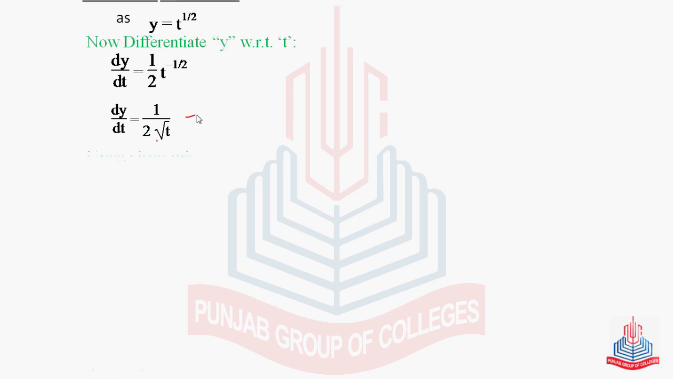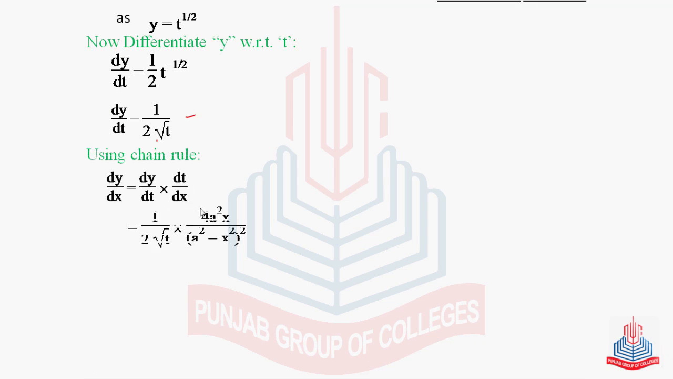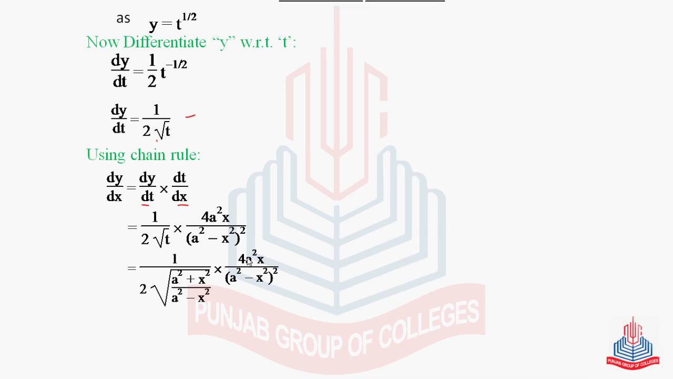So using the chain rule, dy/dx is dy/dt times dt/dx. Substituting the values of these two derivatives, this will be of the form 1 over 2 square root of t, times dt/dx, which we calculated: that is 4a²x divided by (a² − x²) whole squared. Again replace the value of t, which is (a² + x²)/(a² − x²). This is exactly the same as we saw in the previous step. This 2 will cancel out with this 4, which will become 2, which is this one, a²x, and a² − x² is as it is.